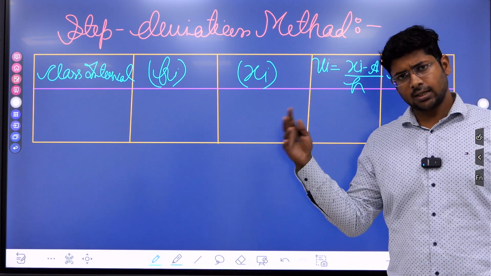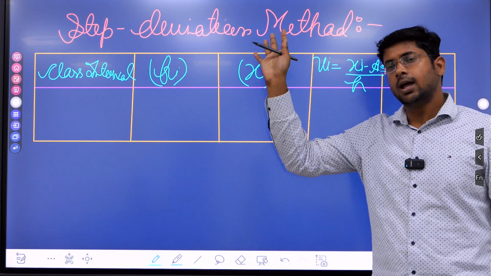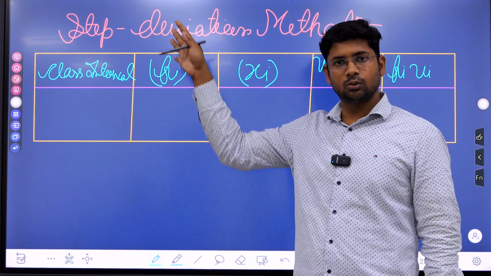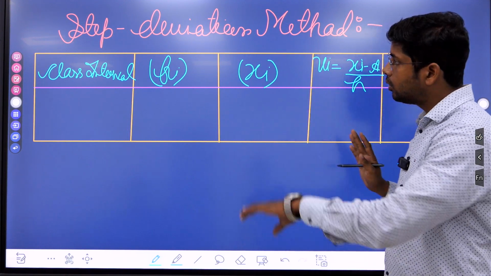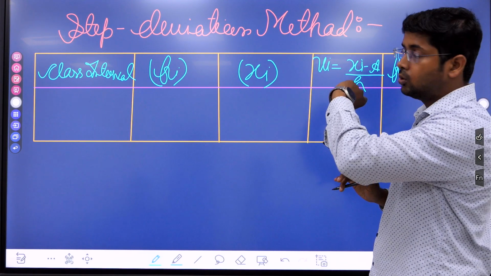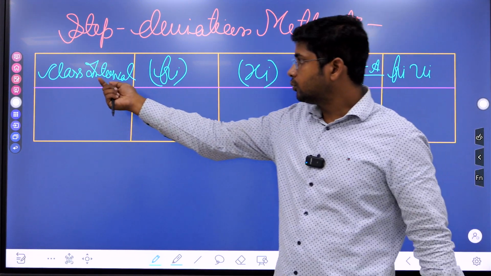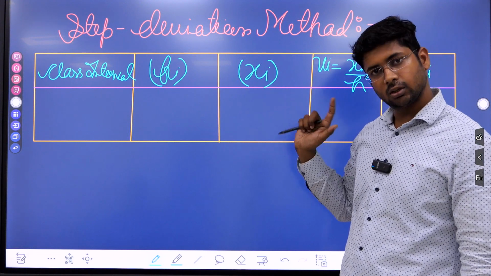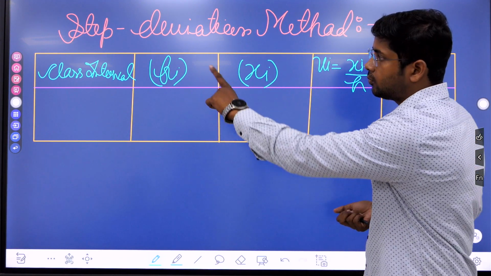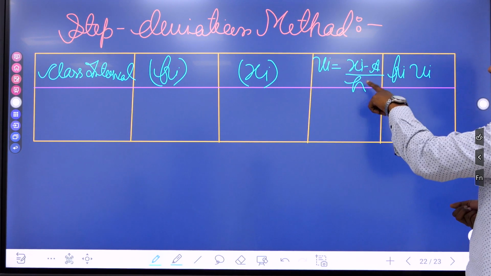When I take your next classes, I will take different types of questions related to statistics, and one by one I will solve questions related to the different methods. Don't worry. First of all, just watch how to draw this table, and remember what to mention first, second, and third. Okay, clear?